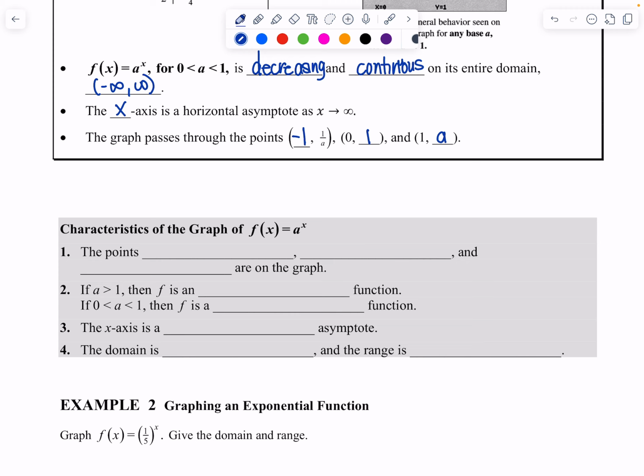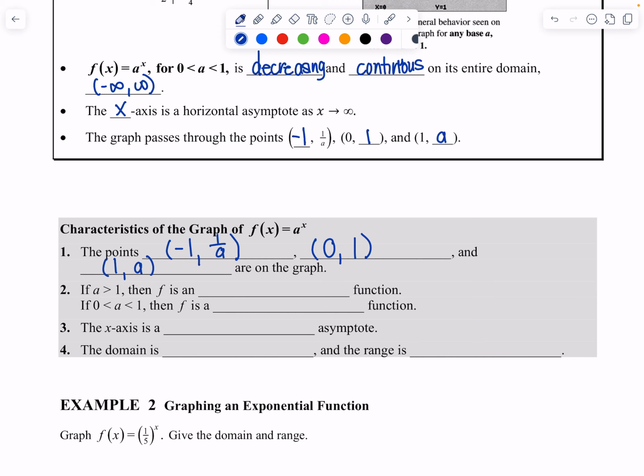Now, let's talk about the characteristics of this particular function, any exponential function. The point (-1, 1/A) is going to be on there. The point (0, 1) is going to be on there. And the point (1, A) will always be on the graph. Once again, A is the base.